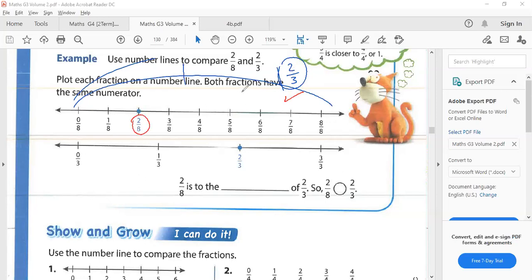And we know from yesterday's lesson that if we have the same numerator, the same number up, the fraction with the fewer denominator means a greater fraction. So the fewer denominator is 3. So 2 over 3 will be the greater fraction. Using the number line also, 2 over 3 will be to the right hand. So 2 over 3 is greater.